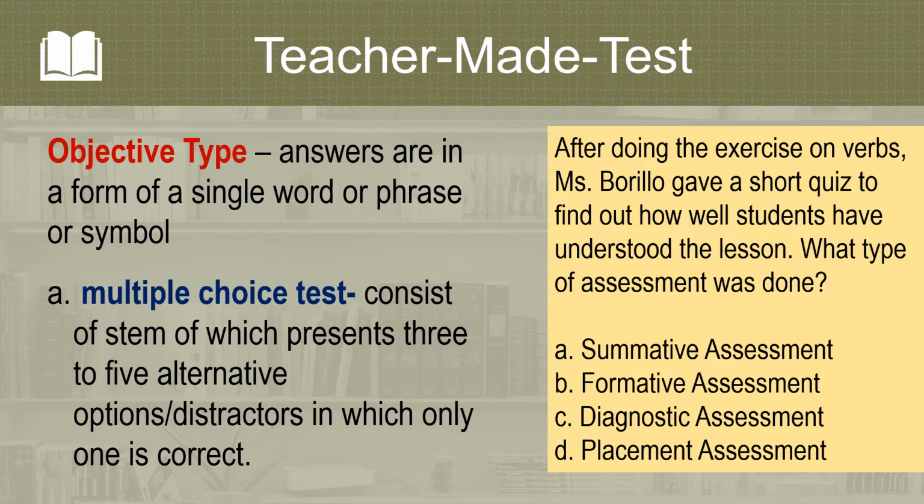Now, if we're going to identify what's the keyed answer here: is it summative assessment, formative, diagnostic, or placement test? Take note, a type of short quiz to find out if students have understood the lesson. So this is an example of formative assessment. Meaning to say, formative assessment, option B, is considered as your keyed option, and then options A, C, and D are considered as your distractors.